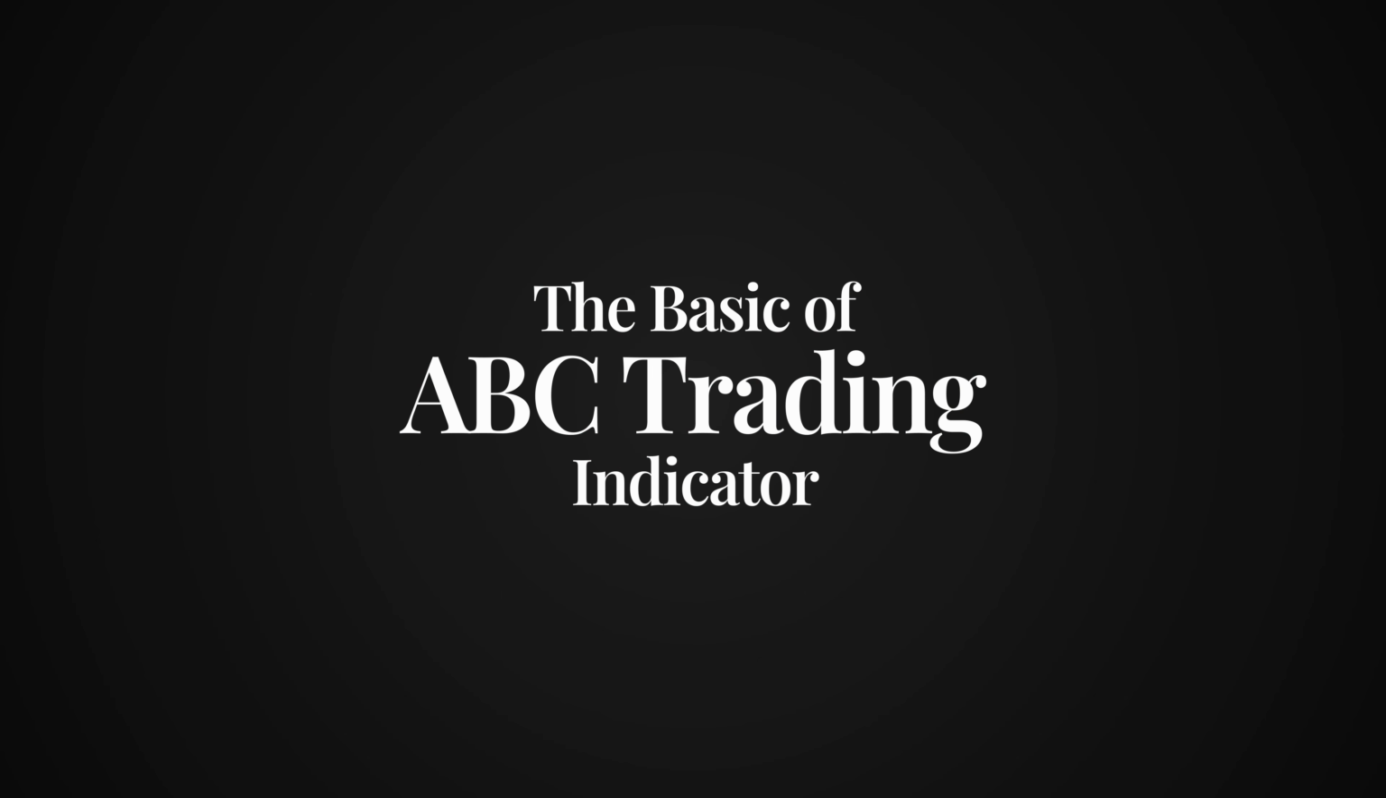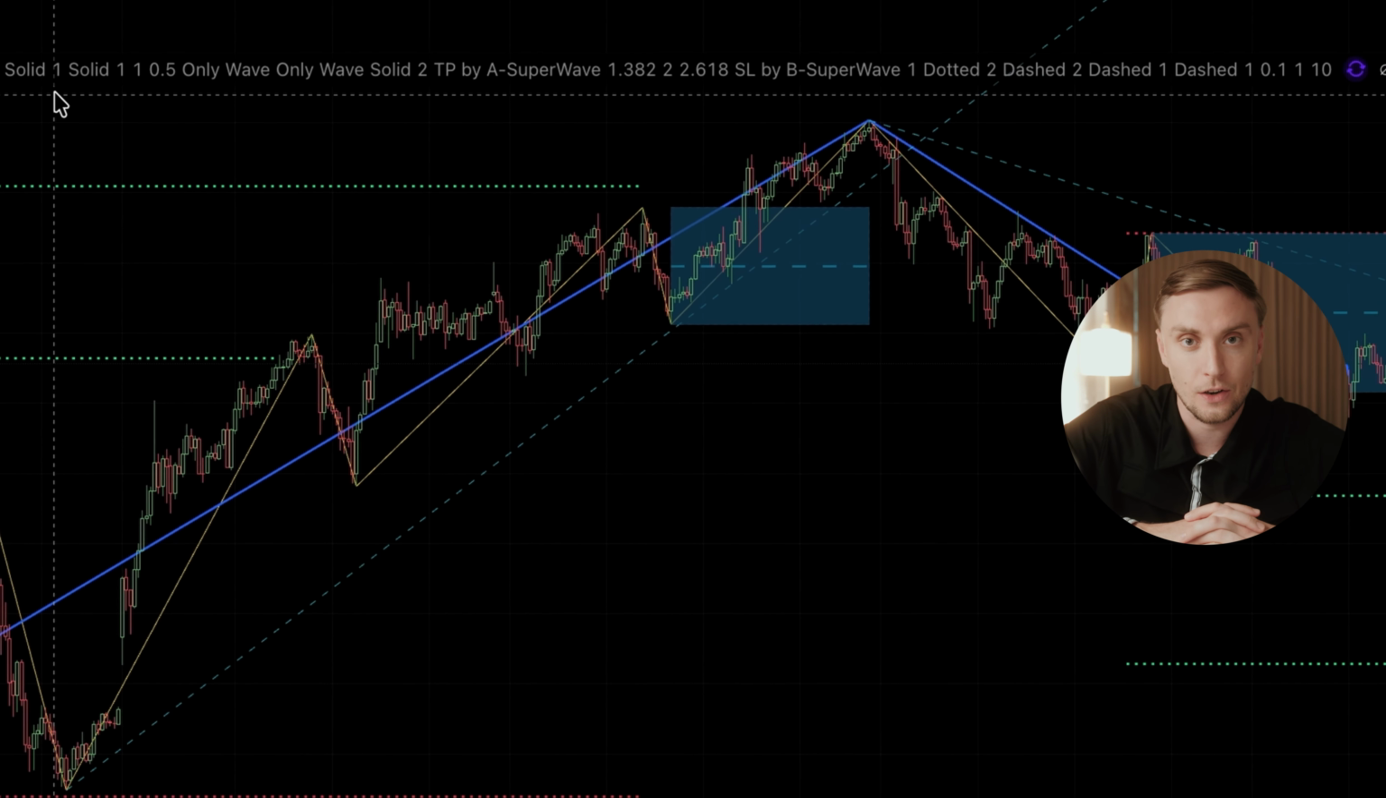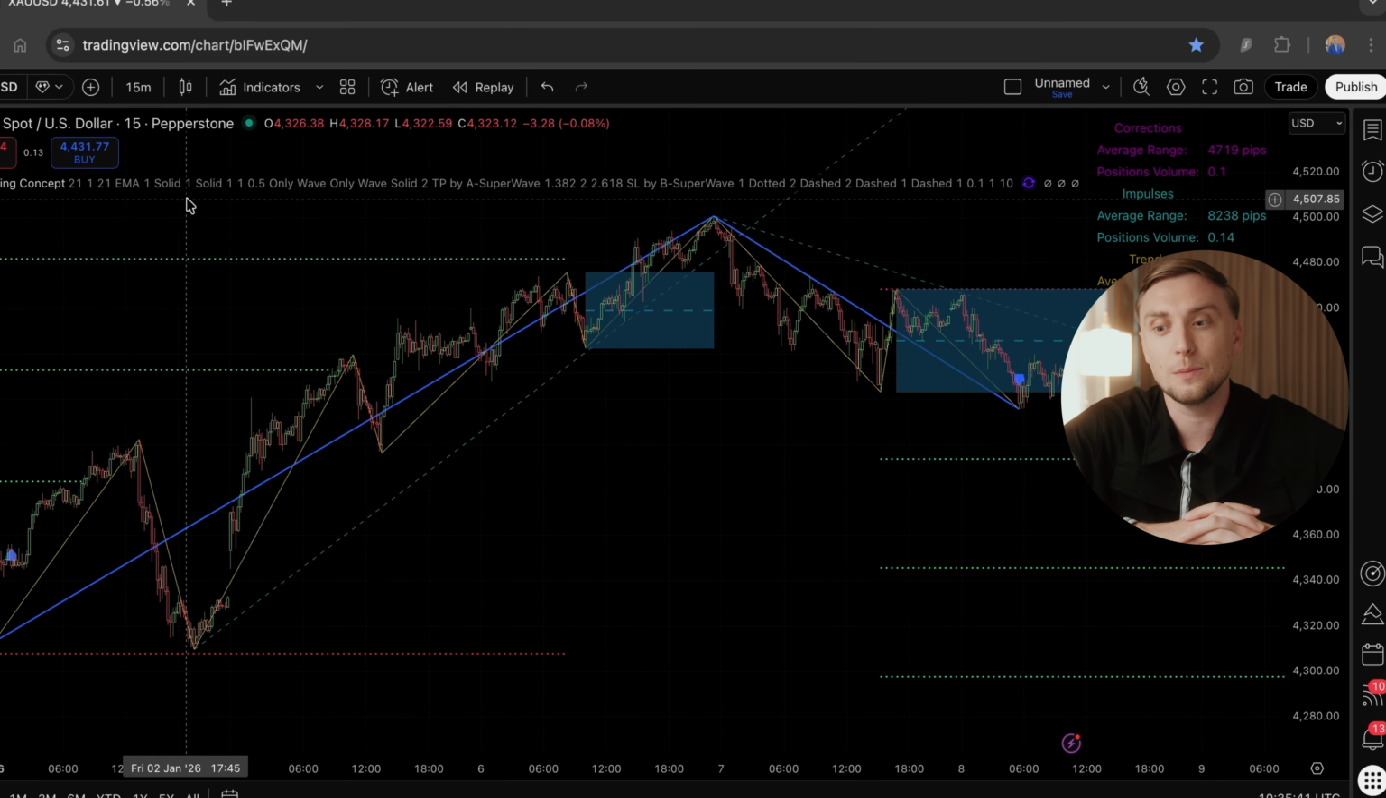But let me show you what exactly this indicator is showing, and then later on we will move to the strategies, or how we can trade with it. When you install our custom ABC trading concept indicator on your chart, you will see lots of different lines and arrows. Let me explain what every line means.